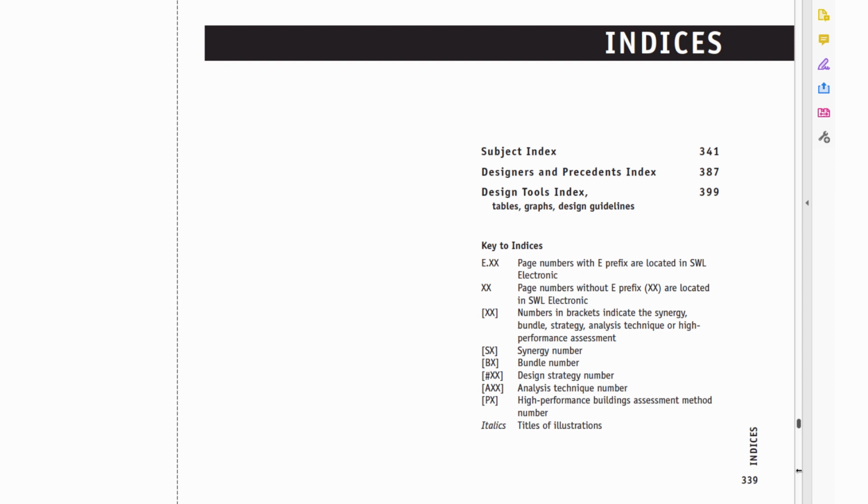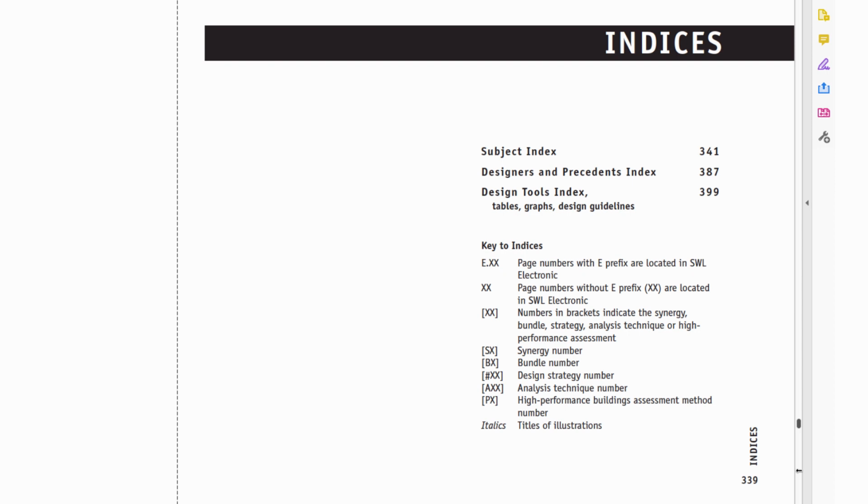If I want to look up, let's say, all the buildings by Louis Kahn, I could use the designers and precedents index. If I remember the name of a building but not the name of the architect, oh, that was the Jacobs 2 house. Who was that architect? You look up Jacobs 2, you find out, yeah, that was Frank Lloyd Wright, and it'll tell you where to find that precedent. Then there's also the Design Tools Index.